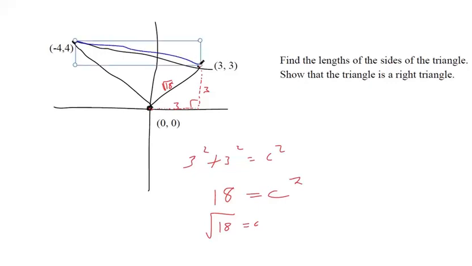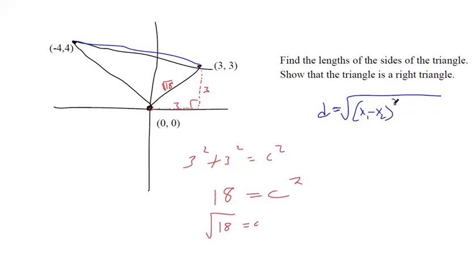So this blue line here, we need to know that distance. So the distance formula is just a rearrangement of the Pythagorean theorem. It's the difference in the x-coordinates, so x1 subtracted by x2 squared, plus the difference in the y-coordinates.